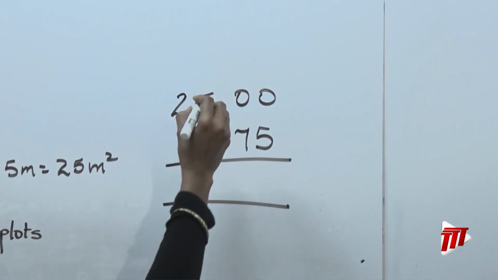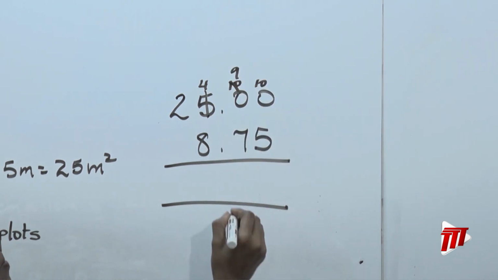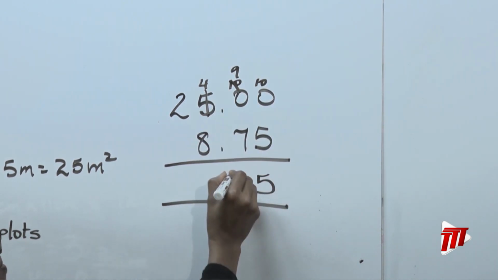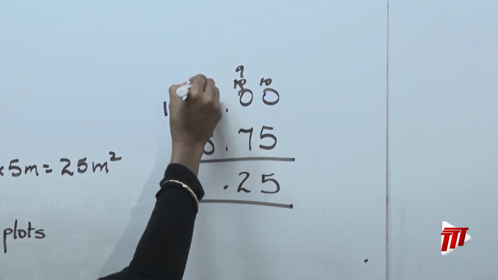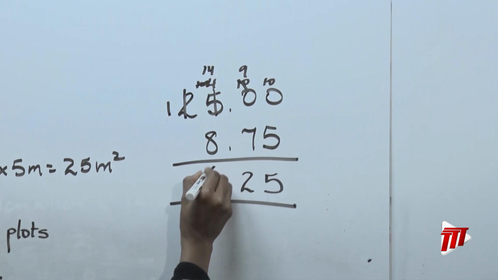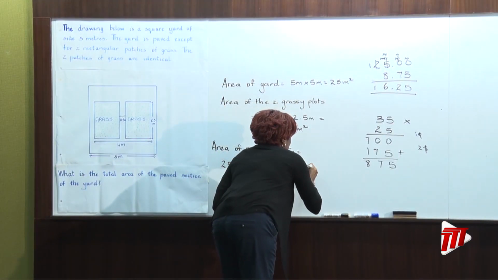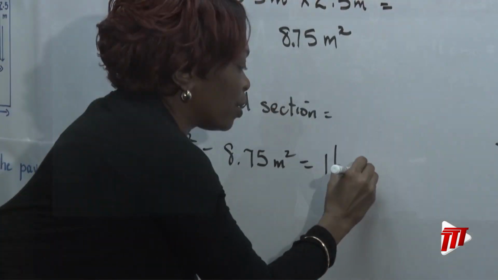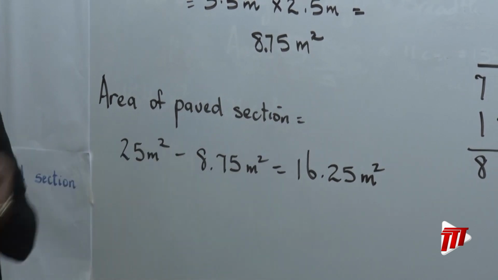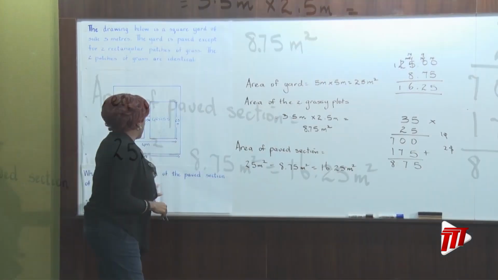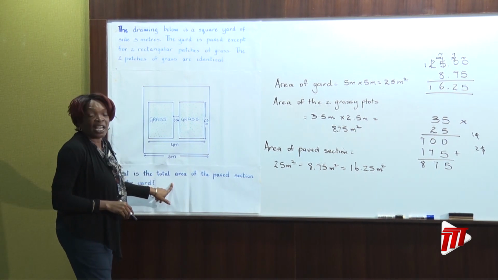All right, so let's go. Are you working with me, boys and girls? So in truth and in fact, the area is 16.25 meters squared. What is 16.25 meters squared? It is the area or the total area of the paved section of the yard.